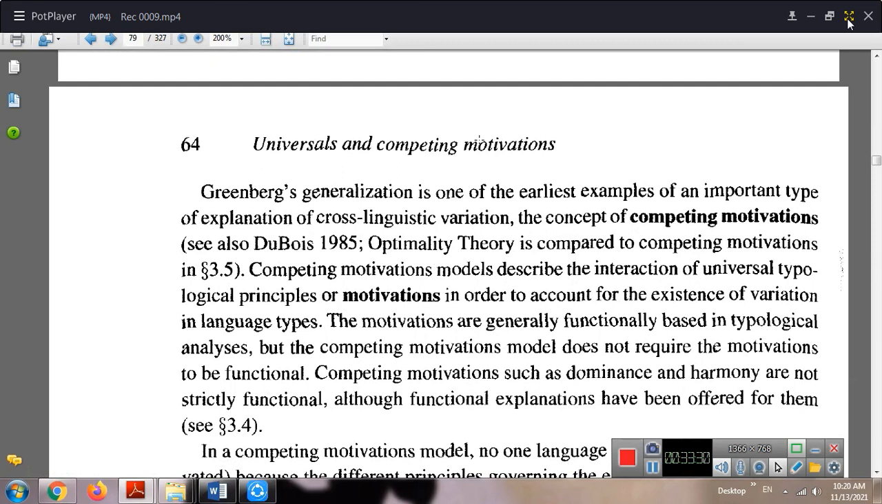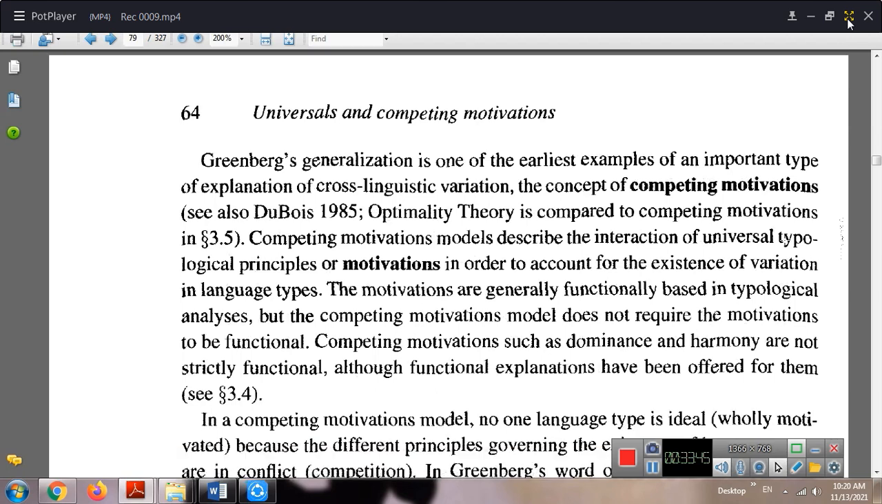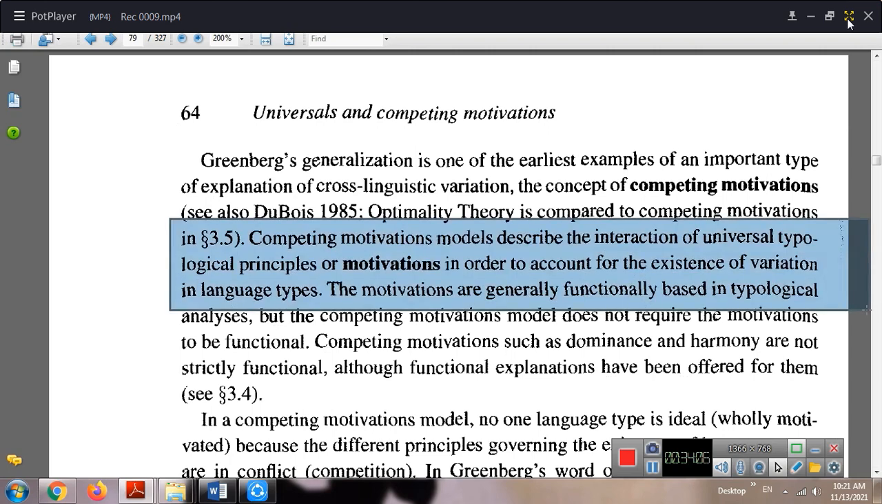Greenberg's generalization is one of the earliest examples of an important type of explanation of cross-linguistic variation, the concept of competing motivations. This is very important. Competing motivation models describe the interaction of universal typological principles or motivations in order to account for the existence of variation in language type. Here we have the definition of competing motivation.